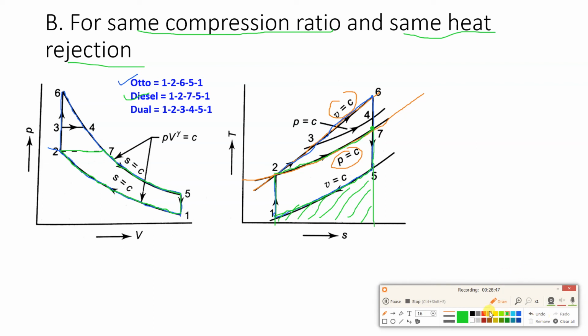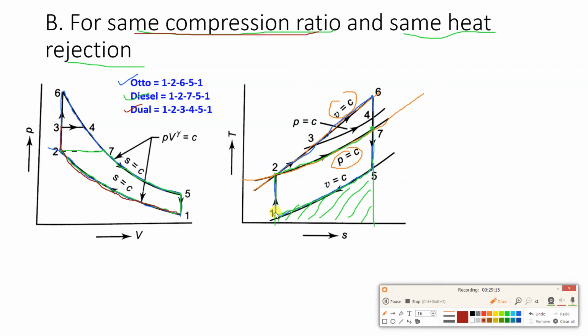Okay, next cycle we will see dual cycle. So dual cycle, process 1 to 2 will be the same isentropic compression. It will follow the same curve. We will reach point number 2. So the same compression ratio is maintained in all the 3 cycles. Then 2 to 3, it is constant volume heat addition.